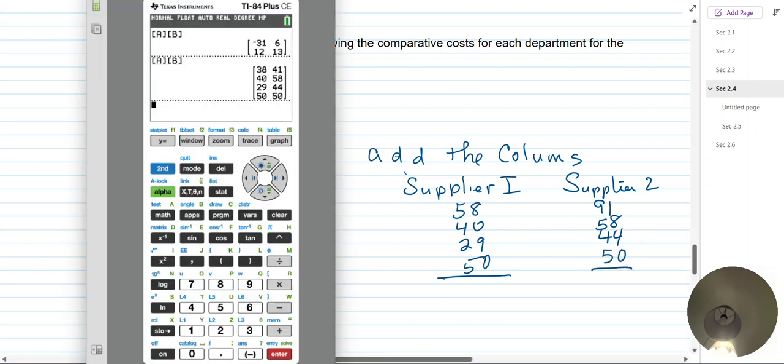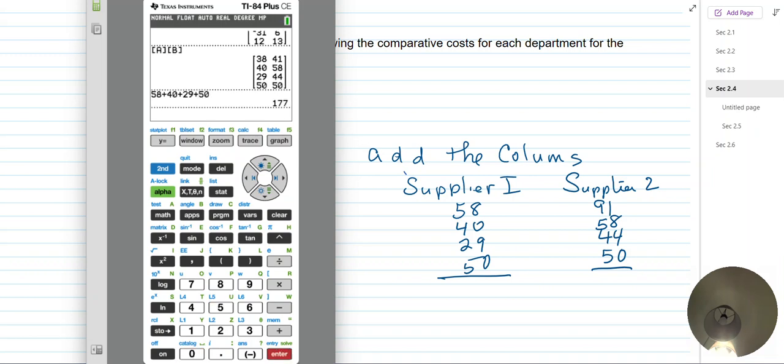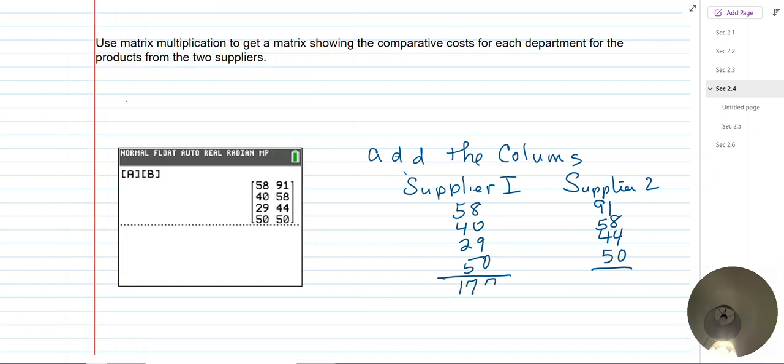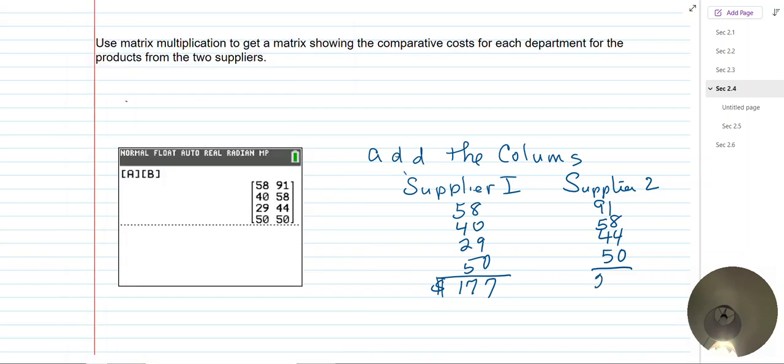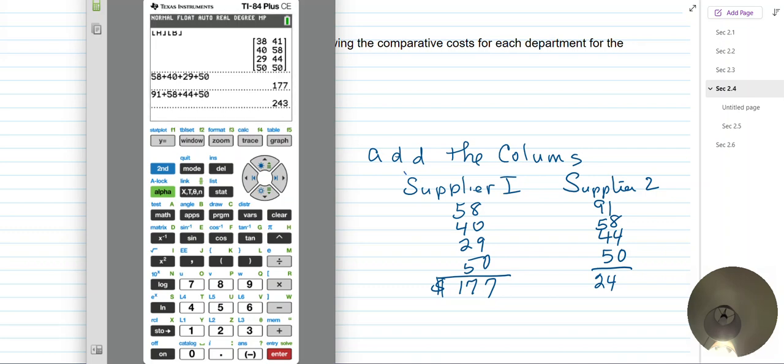So as we add them, for the cost, $243, was it? 243 if I did the math right.